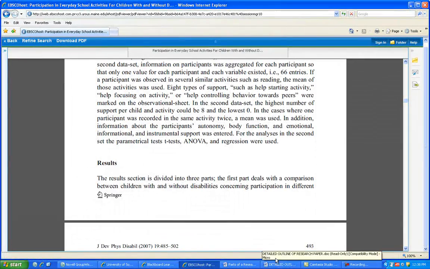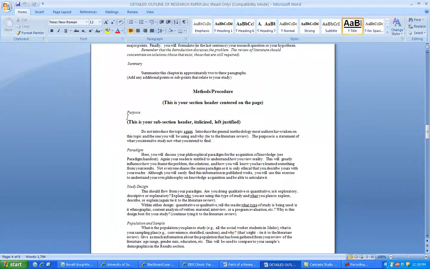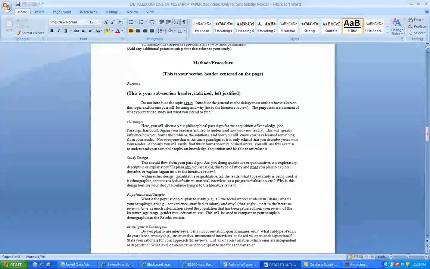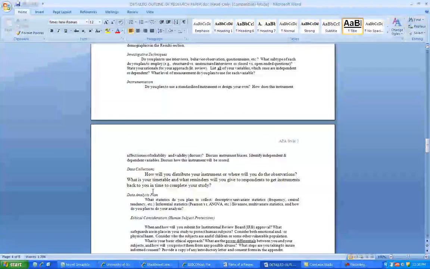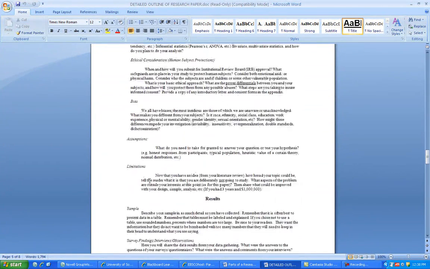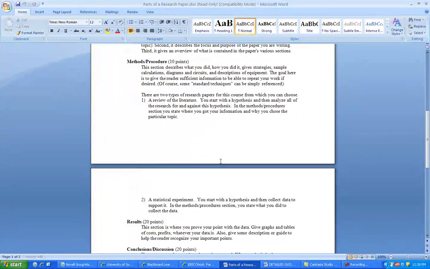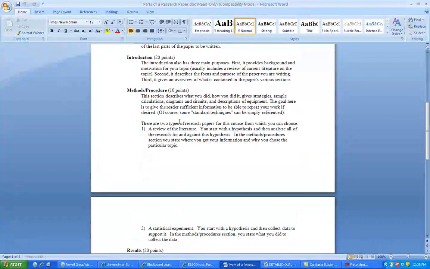Then analysis. So when you're into this section here, the methods, this is your section header, center of the page, methods, procedure. Did you just, again, paradigm, study design. These are different types of procedures that you could have done. Okay, data collection, data analysis plan, and so on. Okay, so that goes in there. And the methods are worth 10 points.